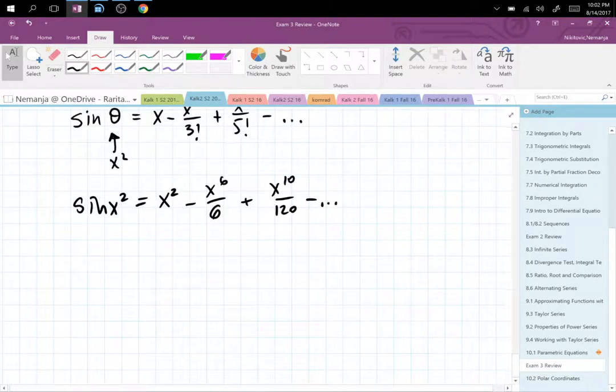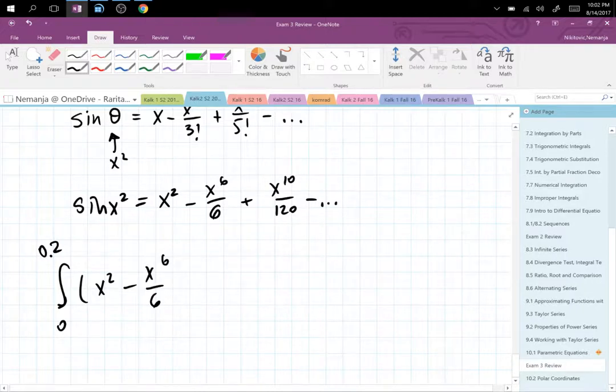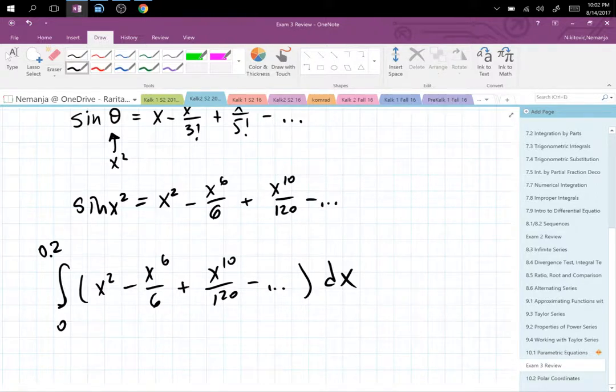And now we plug that into the integral from 0 to 0.2, and we have x squared minus x to the 6 over 6 plus x to the 10 over 120 minus dot dot dot dx. And now you are integrating a polynomial, and then you will be only plugging in 0.2, because all of the other ones will be 0, right? There is no plus C because it's a definite integral.